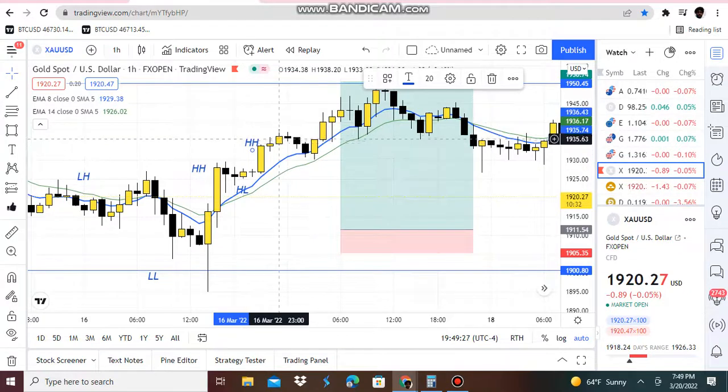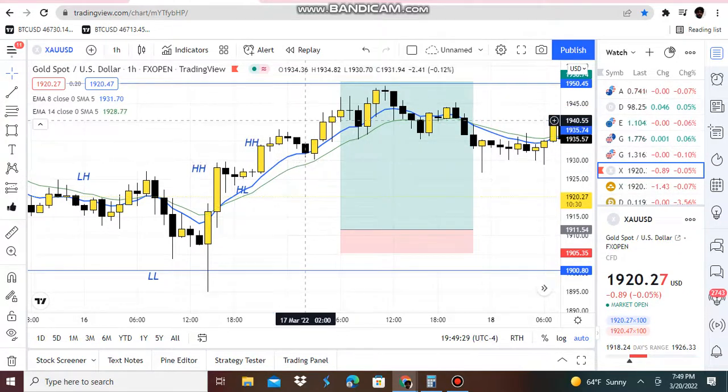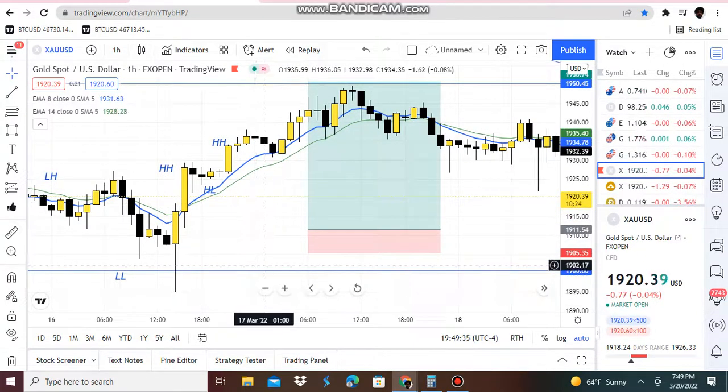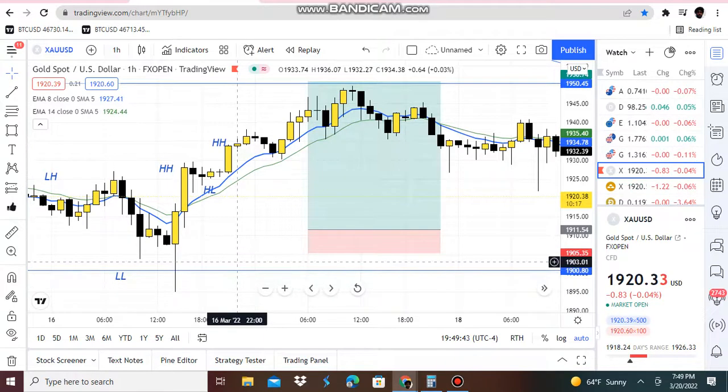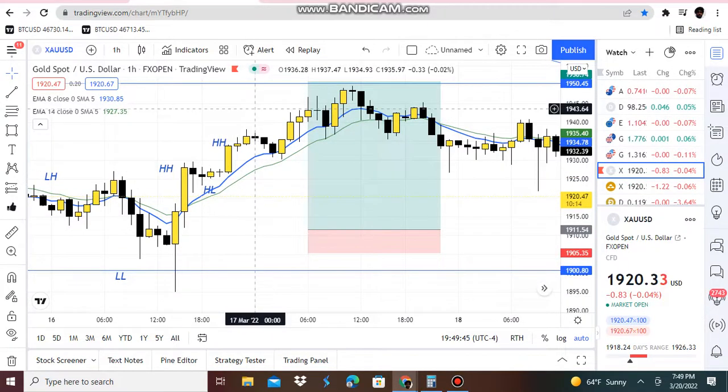Price makes a higher high, then what? Price makes a higher low before making a higher high all the way up to 1950. So you just got to know market structure. You have to know what price is doing. It gets to our psychological level, 1900, and did not break above. We did not see price want to break below 1900. It tried to, and then buyers create this hammer pattern and push price back up to 1950.